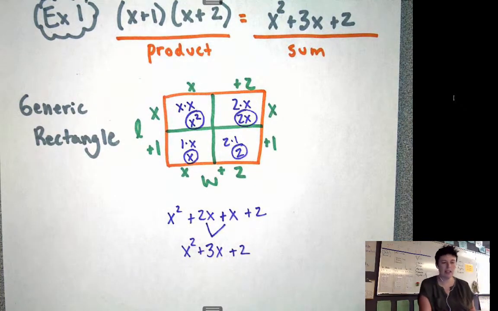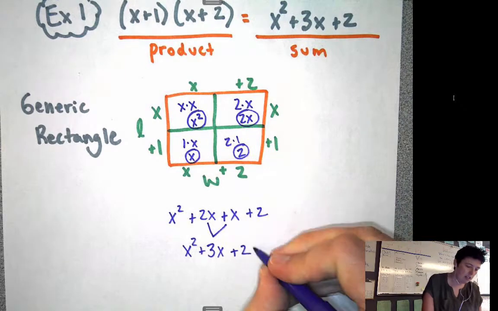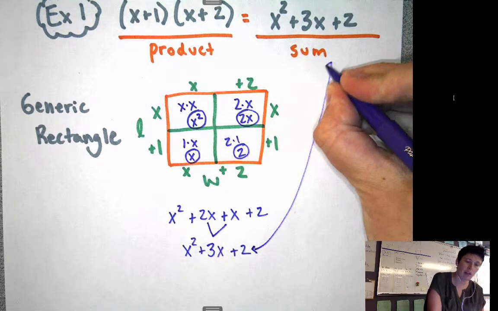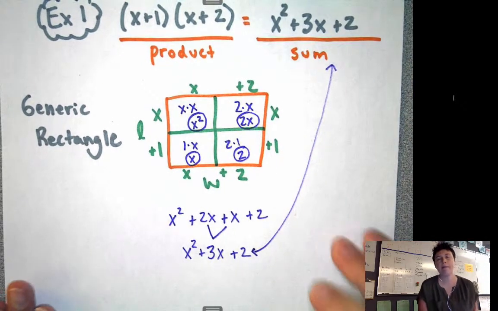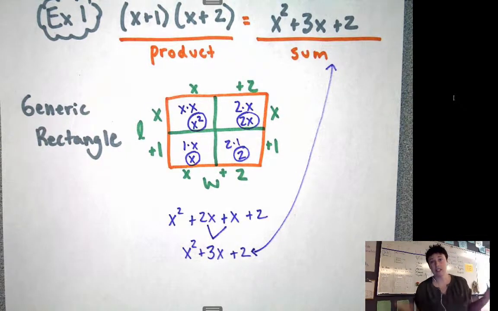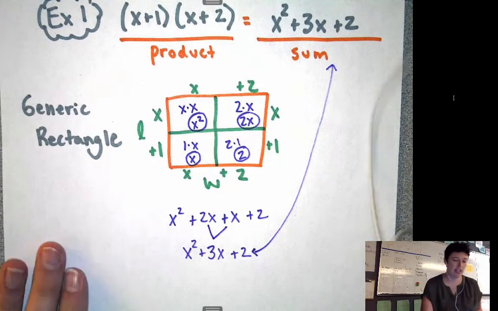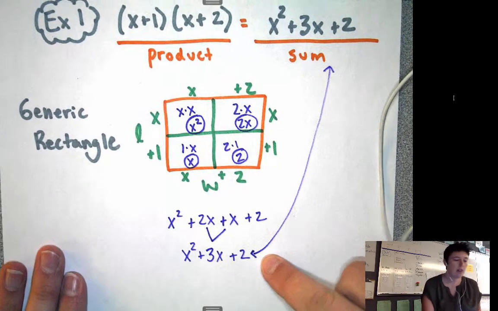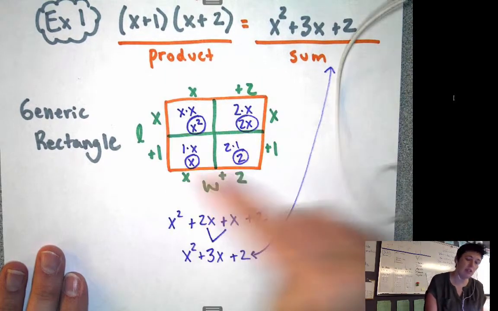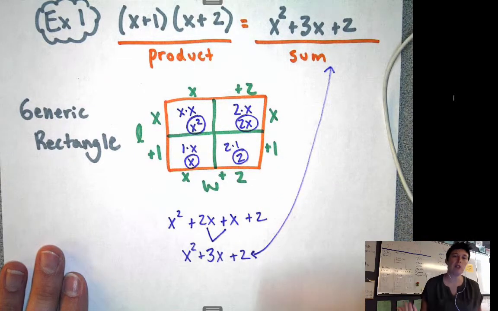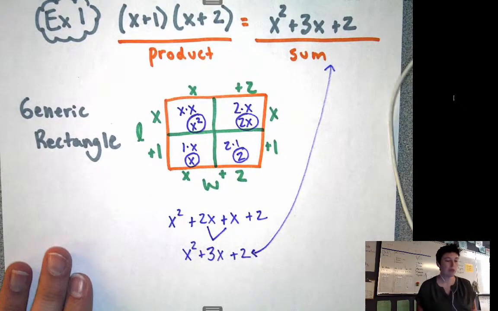Well, isn't that the exact same answer we got up here? This is a perfect match to our answer with the algebra tiles. And so this is a cool process. That's the generic rectangle. I didn't need the algebra tiles, and yet I still got the exact same answer by drawing my rectangle and labeling my dimensions and multiplying those corners. So it's a really cool process.